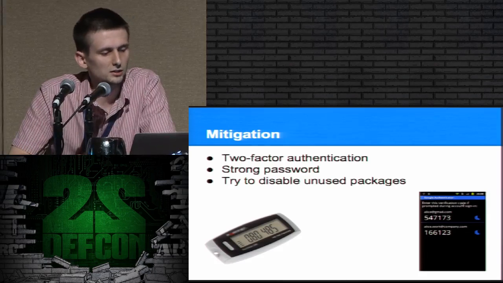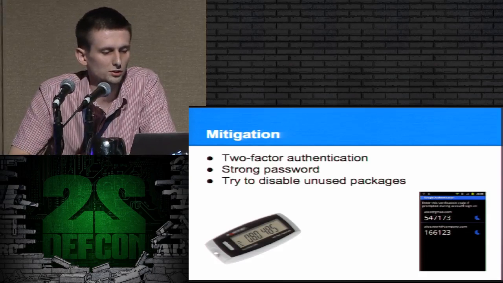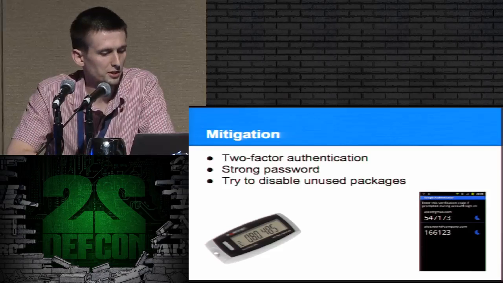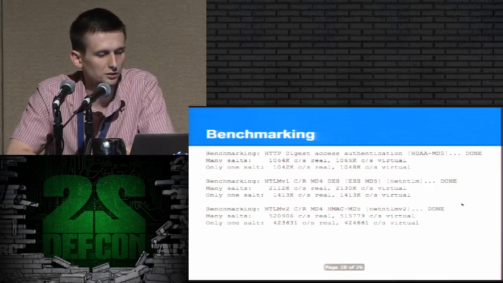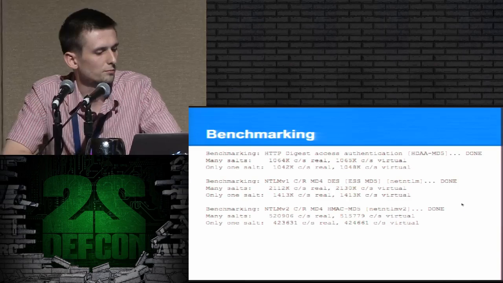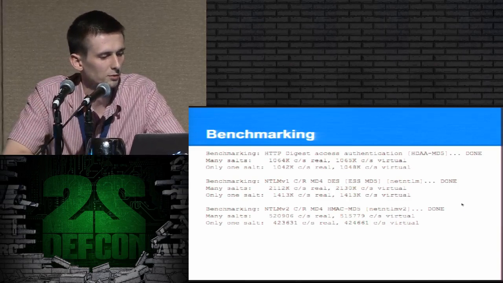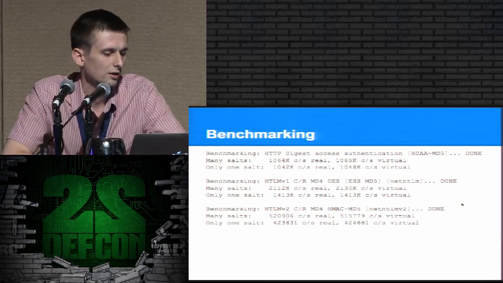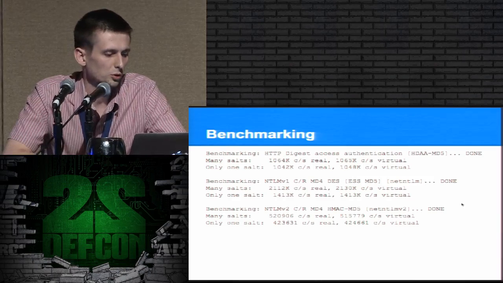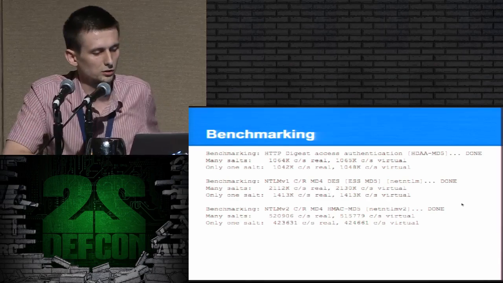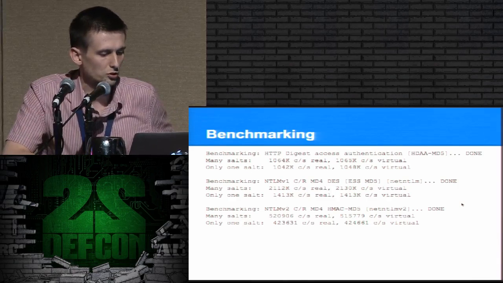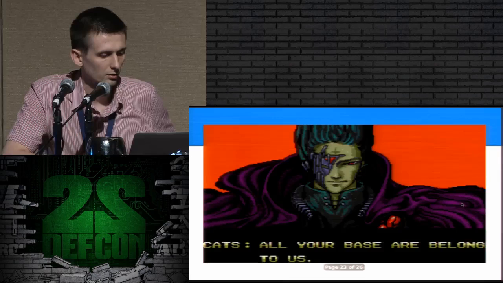And the last suggestion is to try to disable unused packages. For example, as you see in the benchmarking slide, the HTTP digest package allows you to double the speed of brute forcing the passwords. So if you disable it, the attackers will use only NTLM version 2 to attack your users. That will harden it.